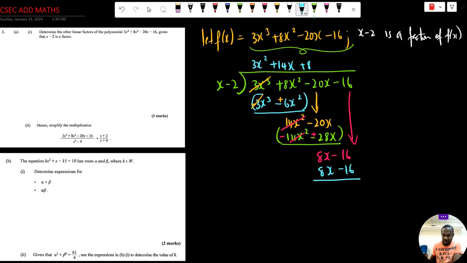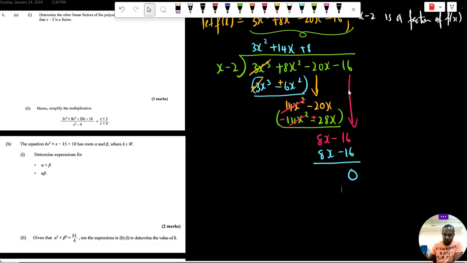8x minus 16 minus 8x minus 16 is simply 0, which of course is what we expected, because x minus 2 is a factor, and therefore we expect that when you divide the cubic polynomial by x minus 2, we're going to get a remainder of 0.